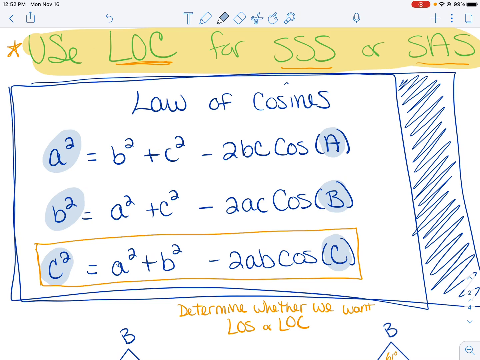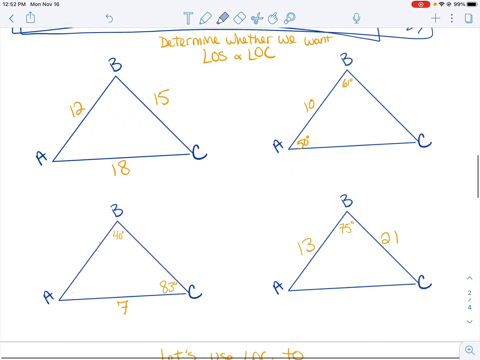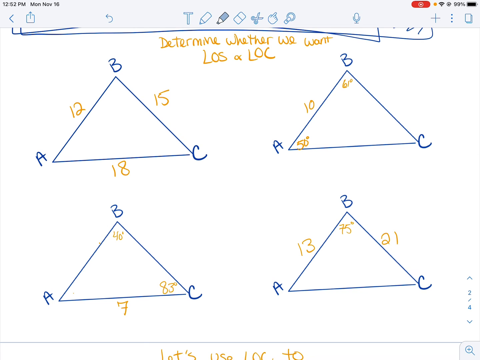First, before we tackle this equation here, I want us to take a minute and just determine whether we would use the law of sines or the law of cosines for a particular triangle.